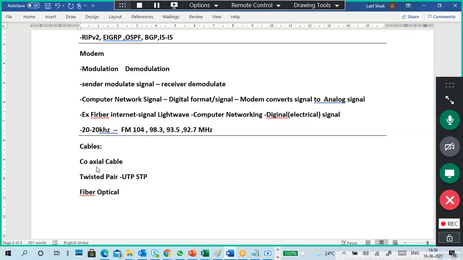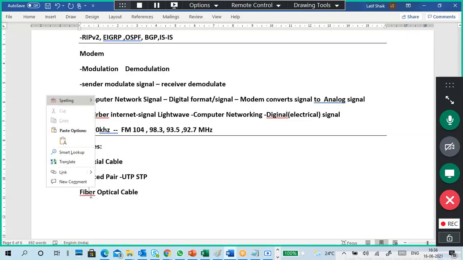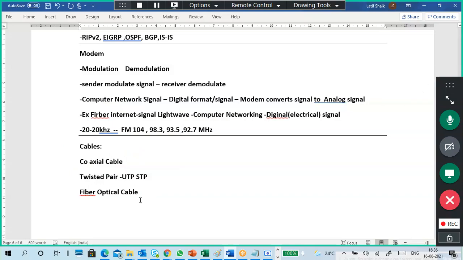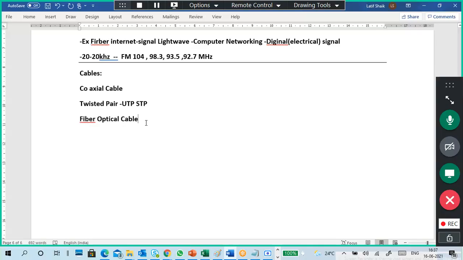Fiber optical cables. First, we'll discuss fiber optical. Okay, fiber optical cables. It is used for long distance communication.